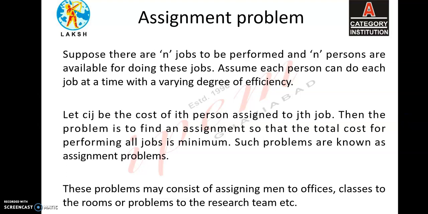Suppose there are n jobs to be performed and n persons are available for doing these jobs. Assume each person can do each job at a time with a varying degree of efficiency. Let Cij be the cost of the ith person assigned to the jth job. Then the problem is to find an assignment so that the total cost for performing all jobs is minimum. Such problems are known as assignment problems. These problems may consist of assigning men to offices, classes to rooms, or problems to a research team, etc.